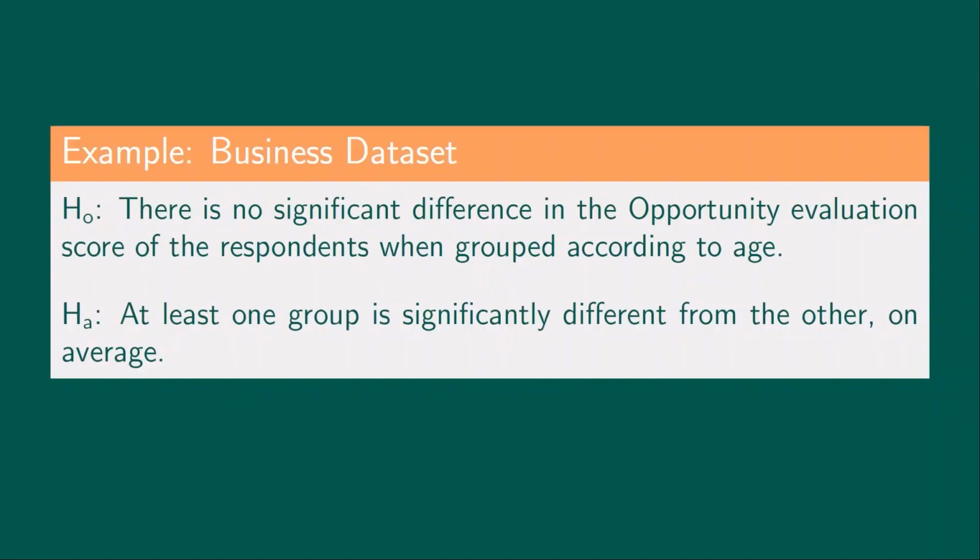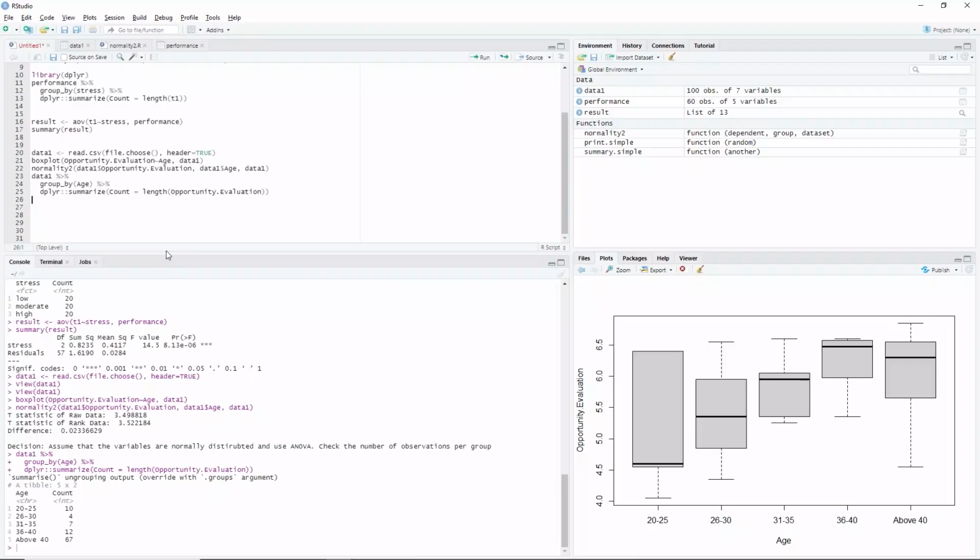The next step is to formulate the null and alternative hypothesis. The null hypothesis is there is no significant difference in the opportunity evaluation score of the respondents when grouped according to age, whereas the alternative hypothesis is at least one group is significantly different from the others on average. Let's perform a Welch ANOVA by typing oneway.test, open parentheses, opportunity.evaluation, tilde, age, comma, data1.